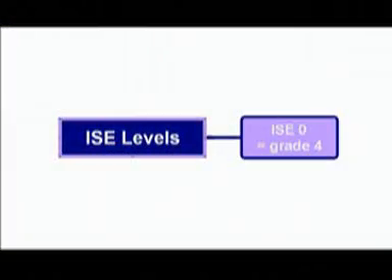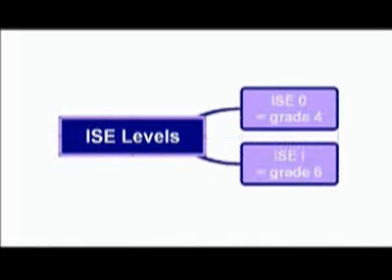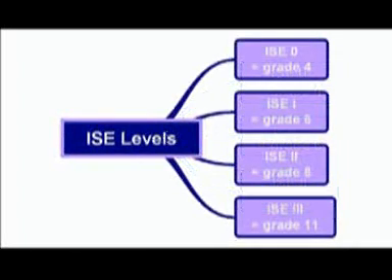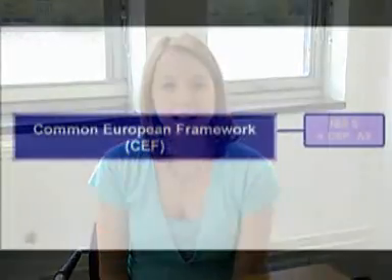The oral components of the exam correspond to these levels in Trinity's graded exams in spoken English. ISE 0 is equivalent to a grade 4. ISE 1 is equivalent to a grade 6. ISE 2 is equivalent to a grade 8. And ISE 3 is equivalent to a grade 11. You're also probably familiar with the Common European Framework levels, and this is how the ISE exams relate to the CEF.